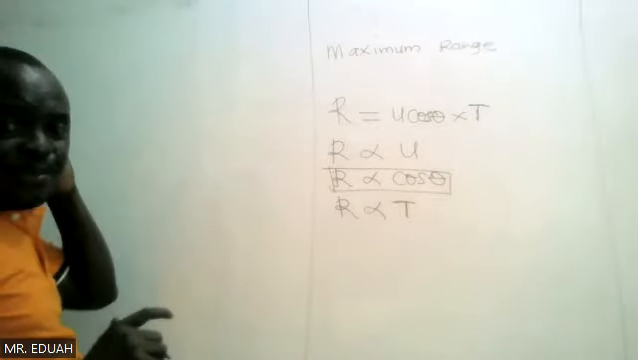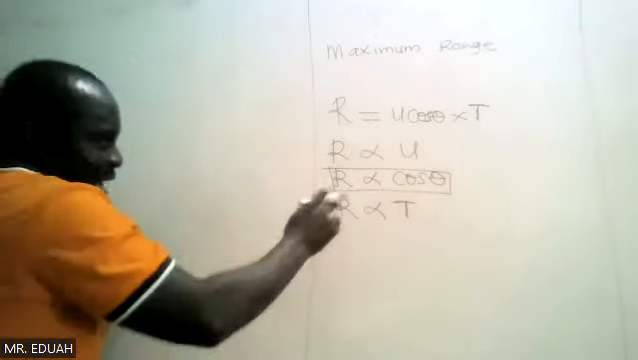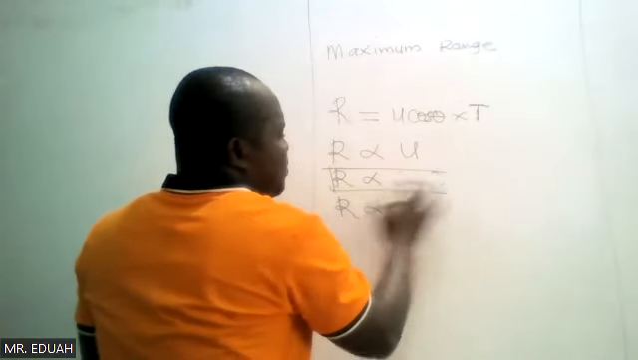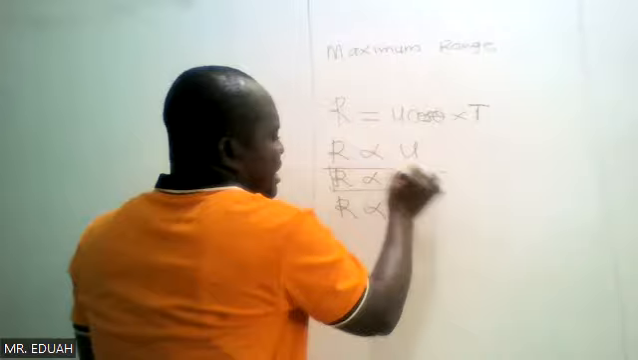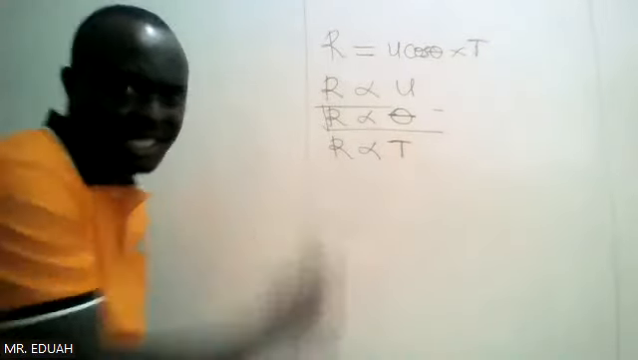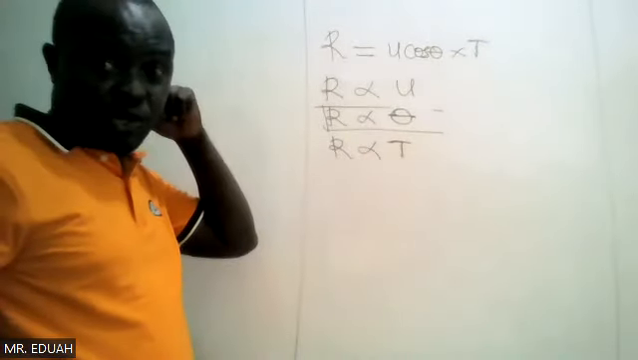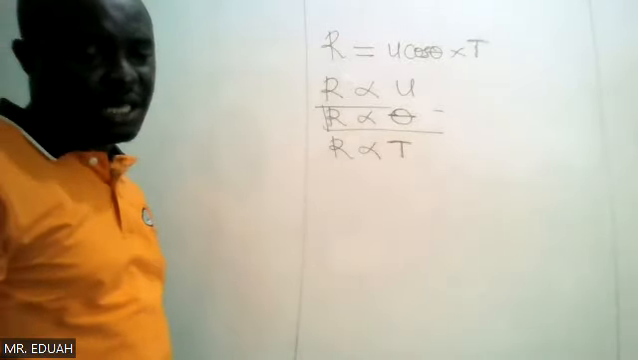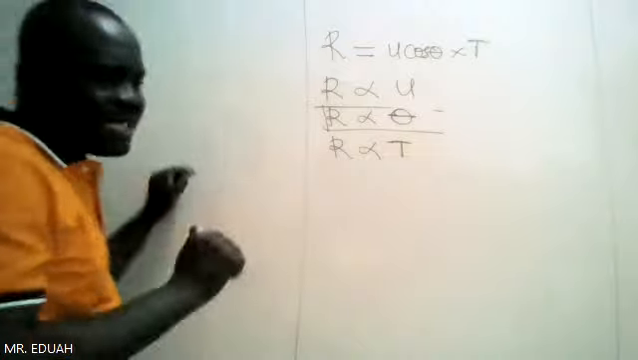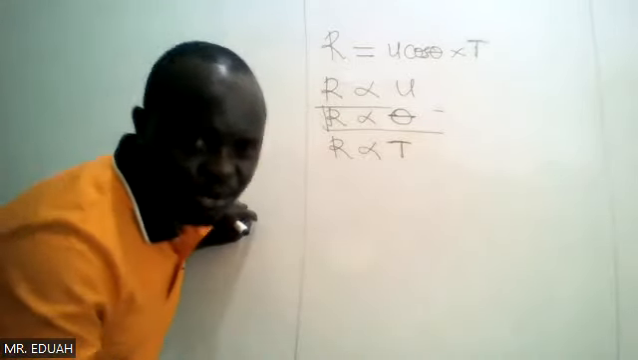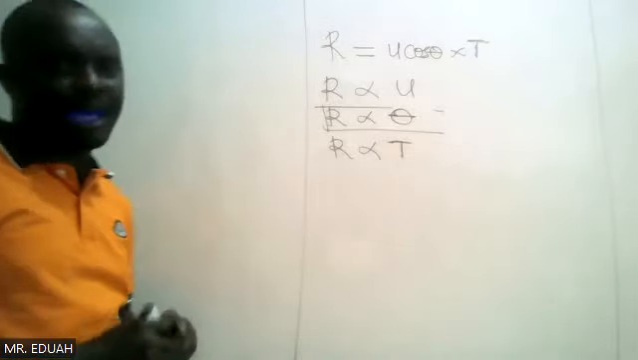If the range depends on the cosine of the angle, here we can simply say that R depends on theta. There is cos theta because we are only interested in the range, which occurs horizontally, not vertically. That's why we are taking cosine. But R is directly proportional to the angle of inclination. Meaning that different angles would give us different maximum horizontal distance traveled by the body.